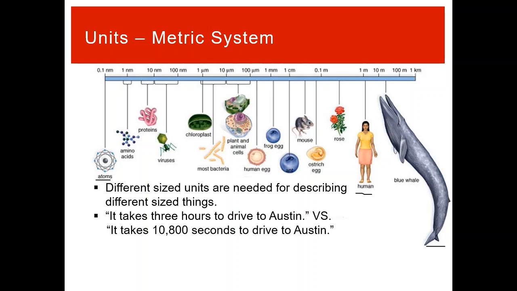It also wouldn't be useful to talk about driving to Austin in terms of years, right? It's going to take you point something years because it would be so small, who knows how long that is. So hours is just right. It's not too small, it's not too big. It gives you a reasonable number. You can conceptualize what 1 hour is, and then you can conceptualize 3 of them.